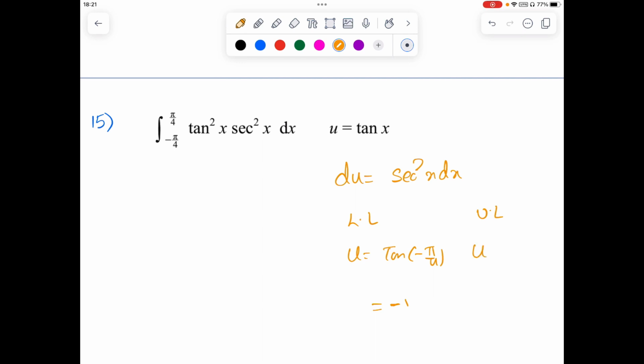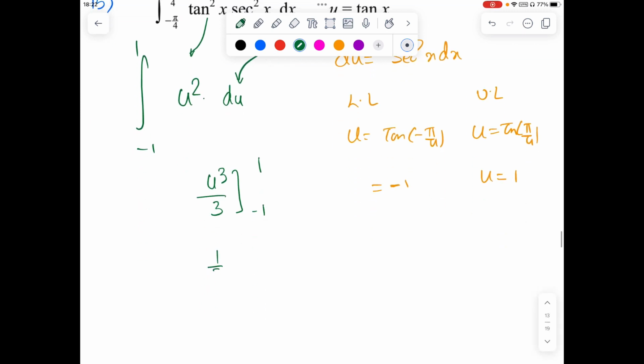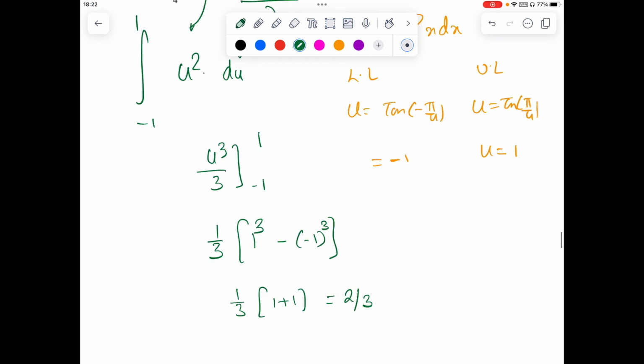Upper limit, u equals tan of pi by 4, which is positive 1. So what does that become? Integral of negative 1 to positive 1. This becomes u square, and secant square x dx will become du. So what does that become? u cube by 3 from negative 1 to positive 1. So 1 upon 3, 1 cube minus negative 1 cube. So 1 upon 3, 1 plus 1, which is nothing but how much? 2 upon 3.